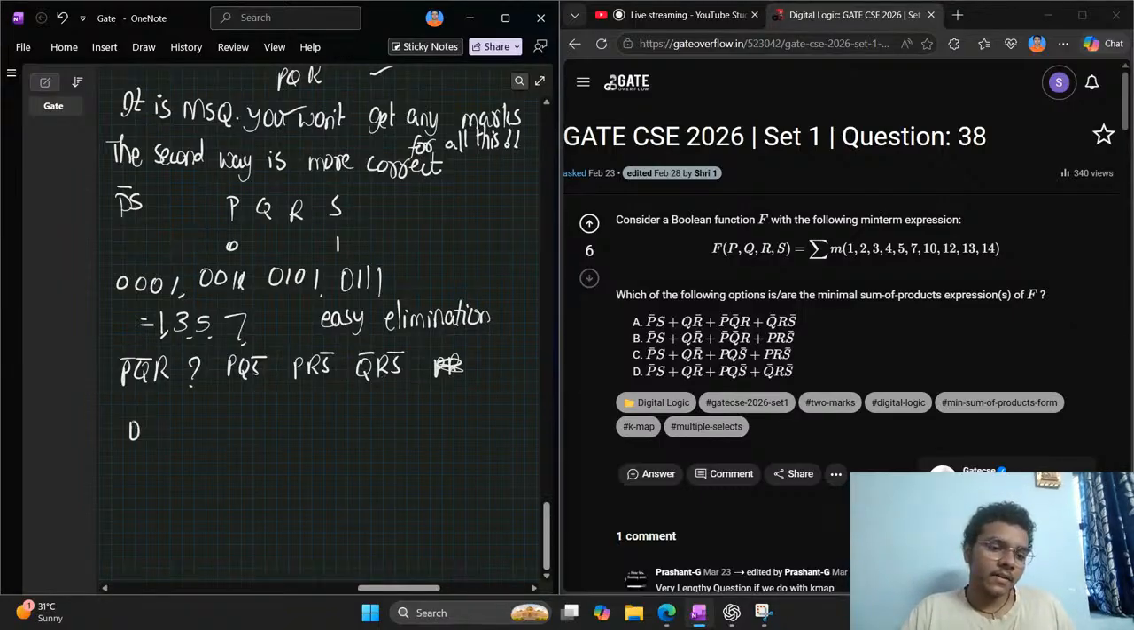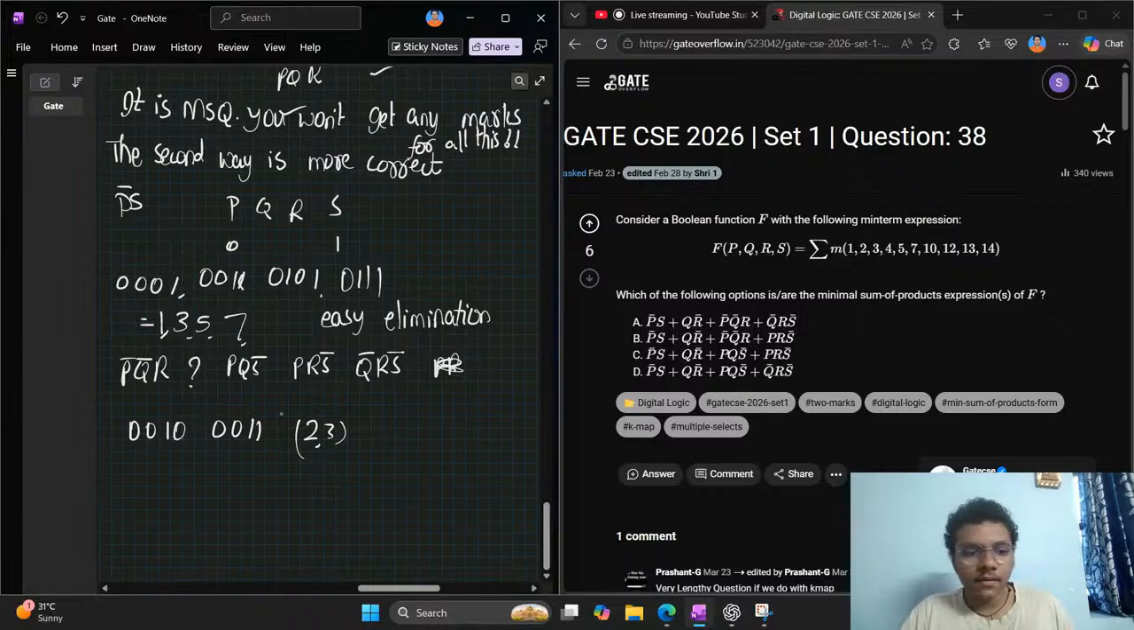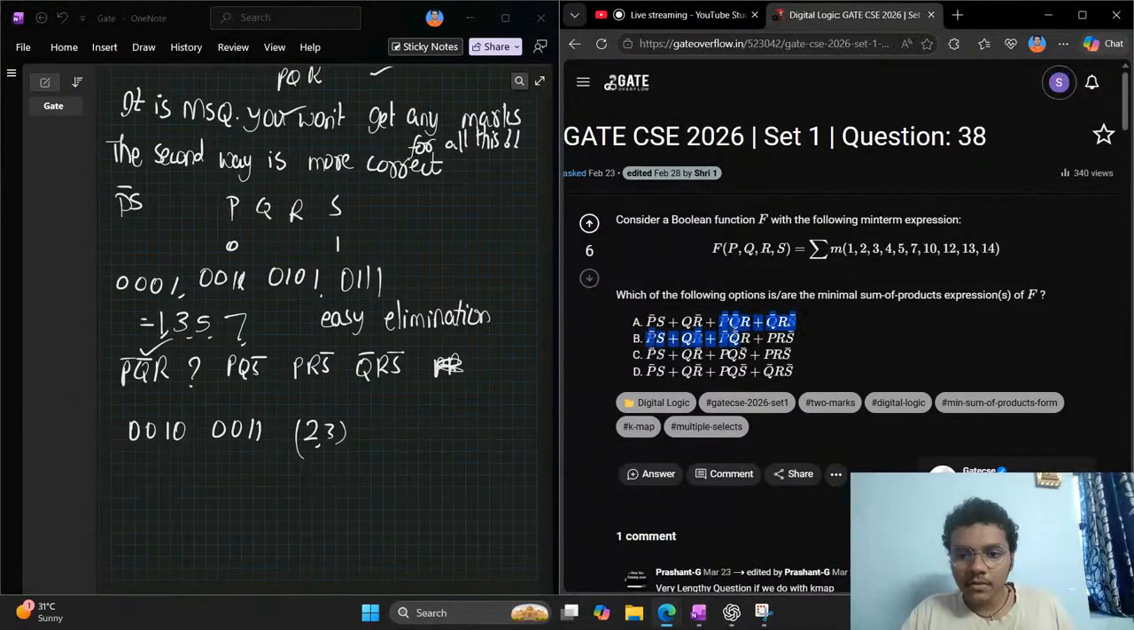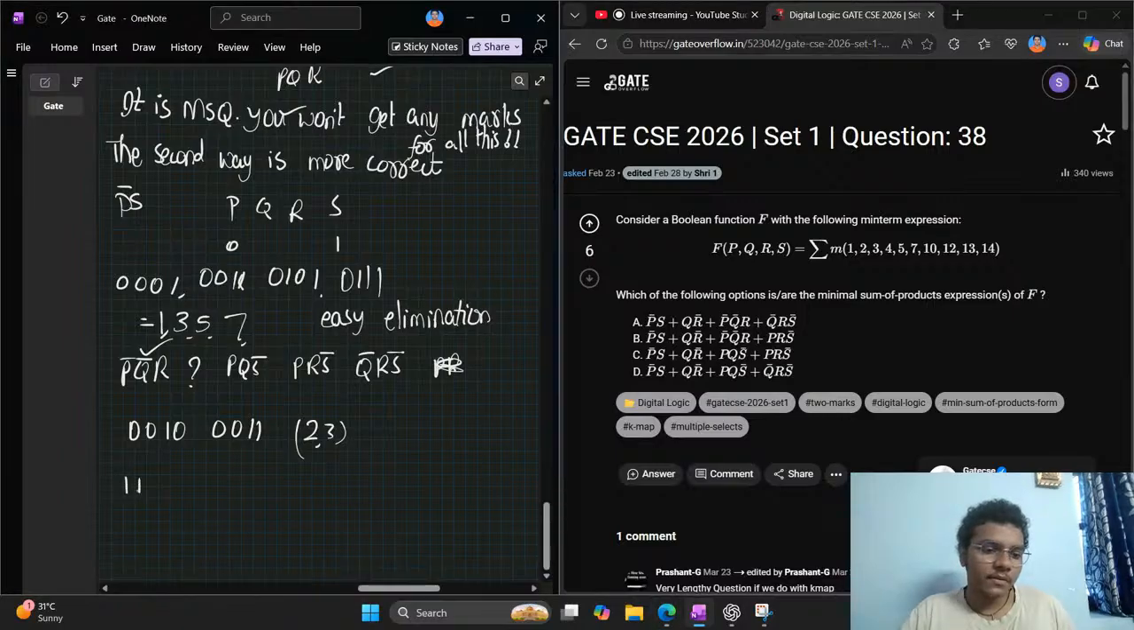So that is 0, 0. R is going to be 1. So it can be either 0 or 1. So 2 comma 3, are both of those present? Yes. So P bar Q bar R is present. And P Q S bar. So P Q S bar.